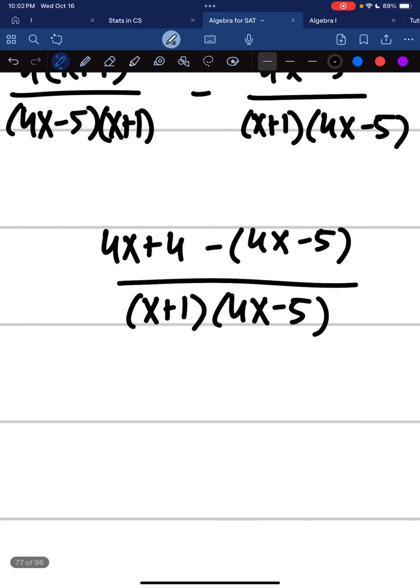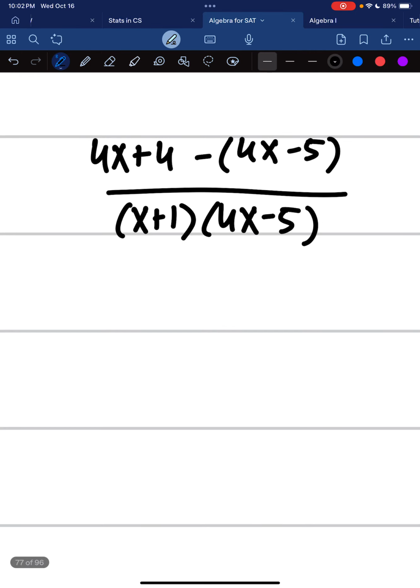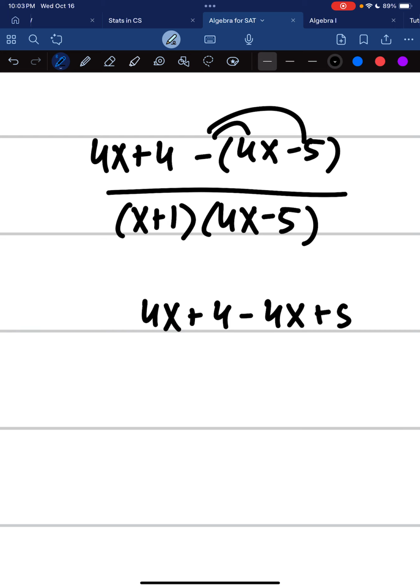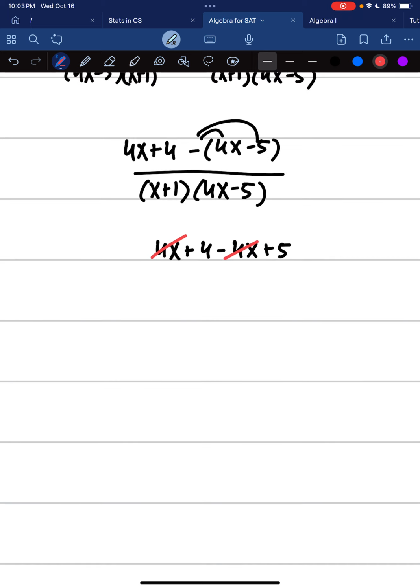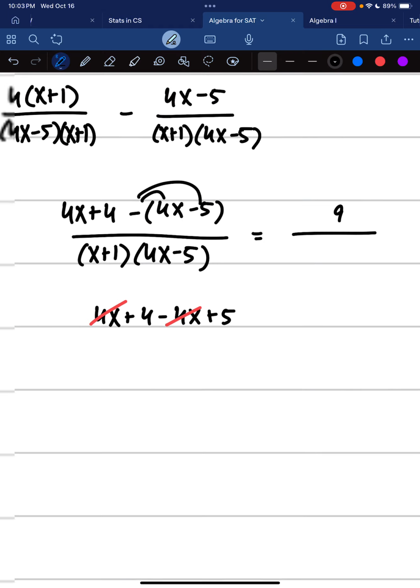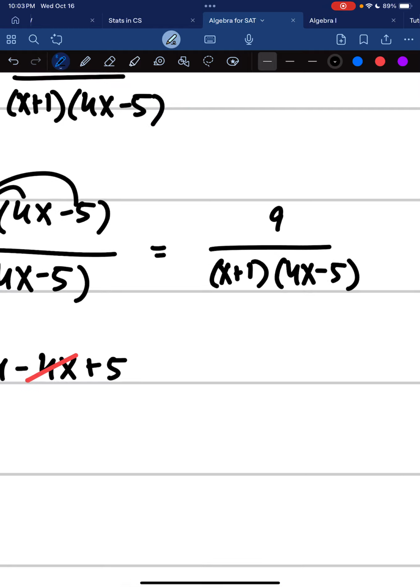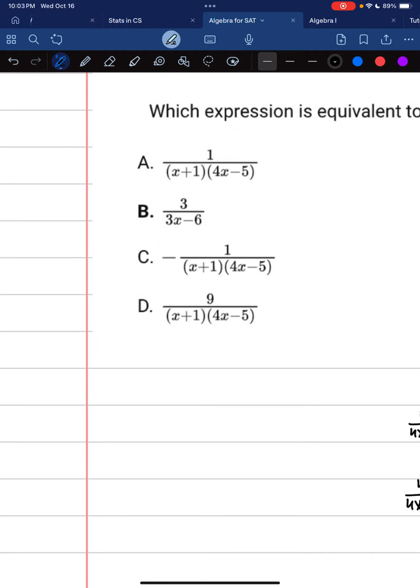And now all I need to do is simplify the numerator. If I distribute this negative sign, I get 4x plus 4 minus 4x plus 5. And we can see that the 4x and negative 4x cancel out, and the 4 and 5, when you add them, become a 9. So my new numerator is just going to be 9 over that whole denominator, x plus 1 times 4x minus 5. So that's going to be my answer. And if I look at my answer choices, that's going to be D.